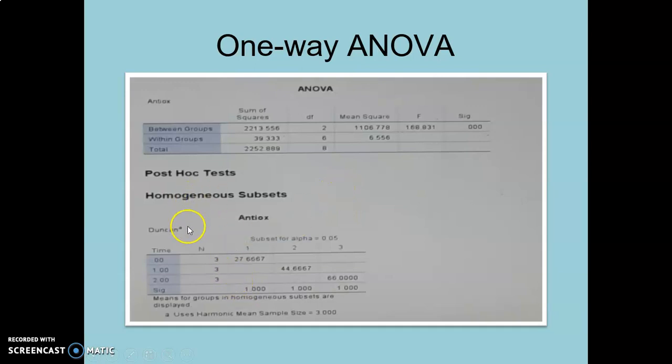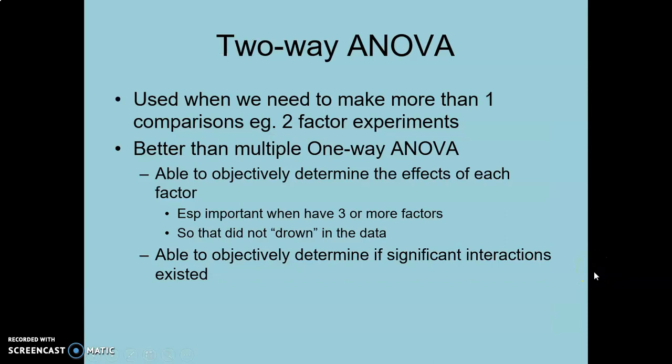Then we do the multiple means comparison test, the Duncan test, and then the software will give us output like this, where any means that are within the same column are not significantly different. In this case, you can see that each of the means is in a different column. So each of the means is significantly different from the others. So that is the one-way ANOVA.